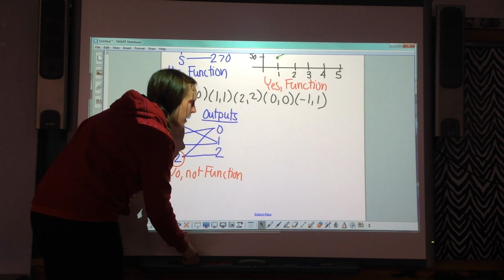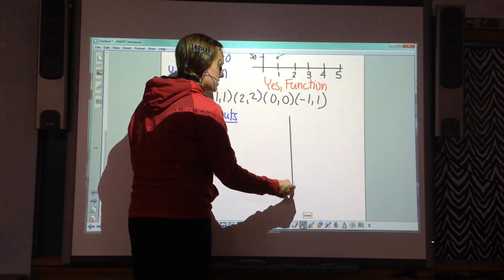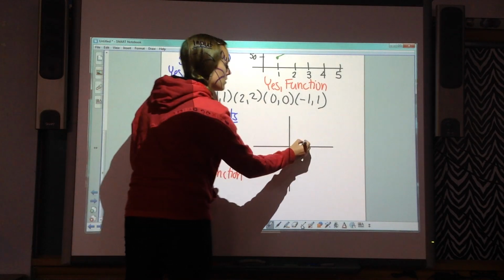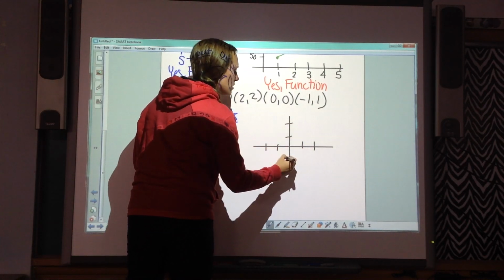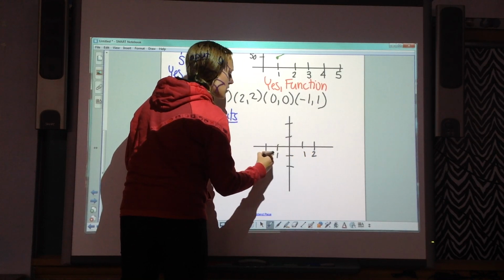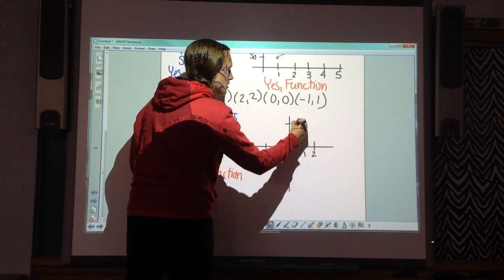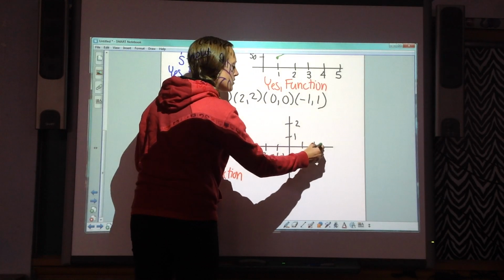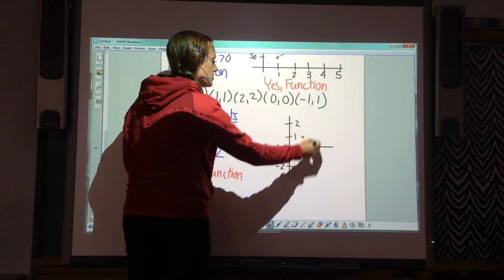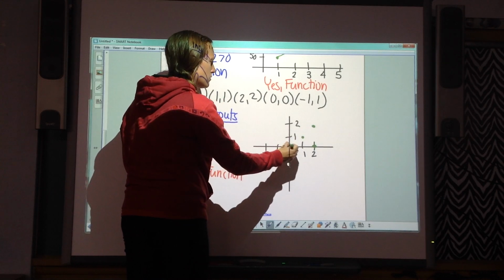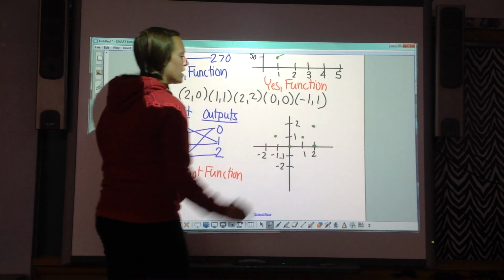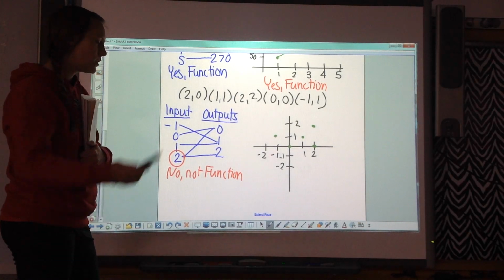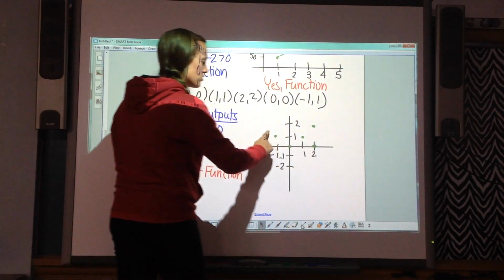Okay, let's say you prefer the graphing method. So I have to make a coordinate plane. This time, I'm going to use all 4 quadrants. And graph these points: (2, 0), (1, 1), (2, 2), (0, 0), (-1, 1). It'd be kind of hard to draw a line in between. You can if you want. We could still do the vertical line test without connecting these points.